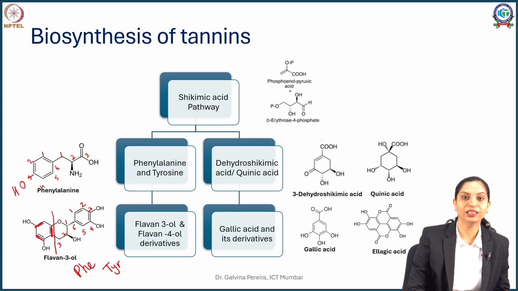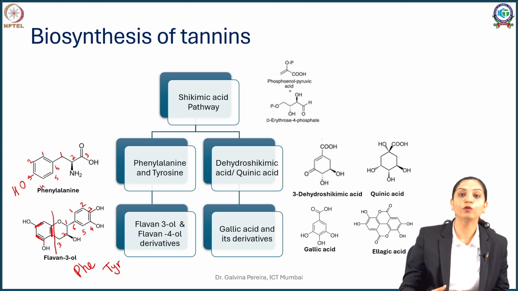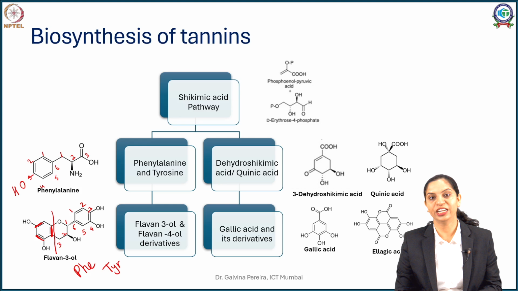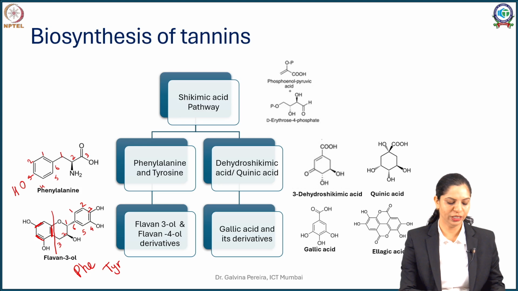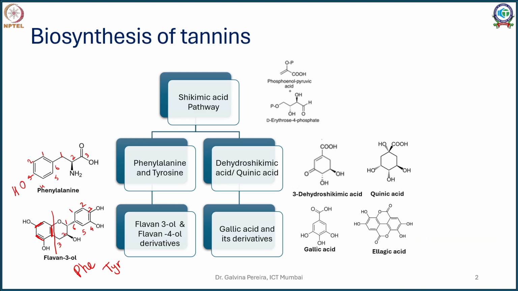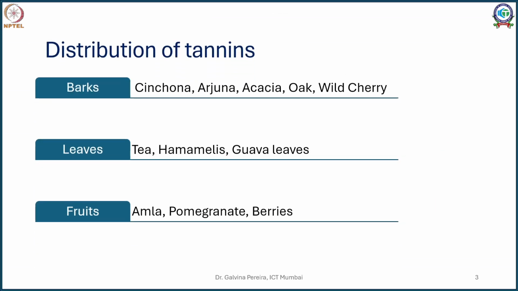Now this flavan 3-ol nucleus undergoes mutual polymerization to form proanthocyanidins, which we often refer to as your condensed tannins, the flavanol types. So flavanol type condensed tannins have their genesis coming from your shikimic acid pathway through phenylalanine or tyrosine as a key intermediate. Now, distribution of tannins.